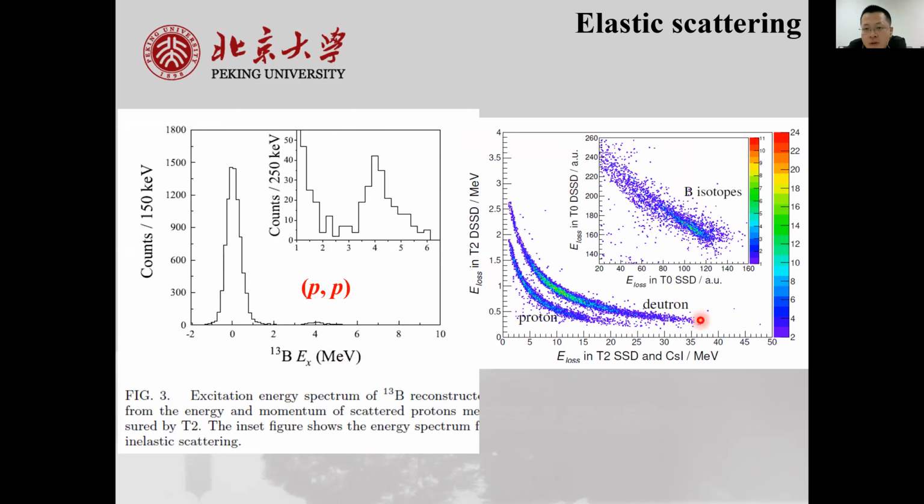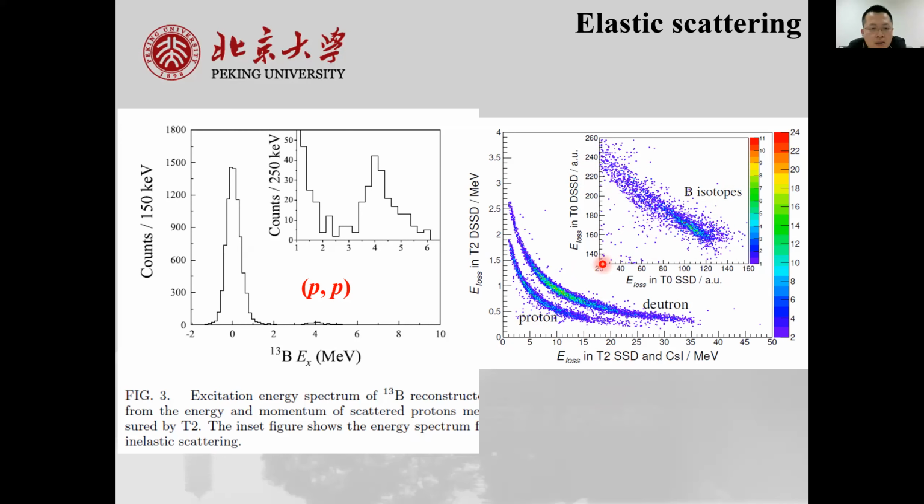The red figure shows the particle identification of proton and deuteron. You can see they can be clearly identified. As for the boron isotopes, due to the poor resolution in one of our detectors, we can't distinguish the boron isotopes as well as the proton and deuteron, but we can still see some. This should be boron 13 and boron 12. This is boron 11.